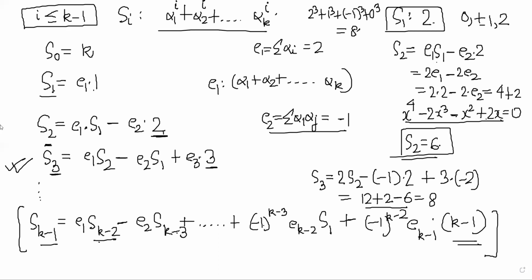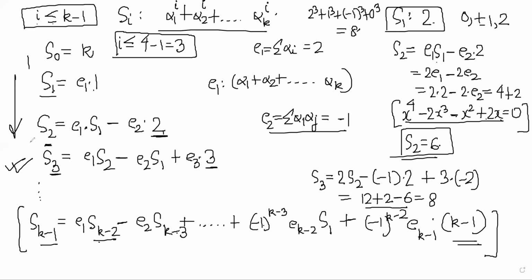Now, till where will we follow this sequence of formulas? We'll follow it till S4, right? No, we'll follow it till S3 only, because our equation was 4th degree, so i is less than equal to k minus 1. So i is less than equal to 4 minus 1 is equal to 3. Till 3, our recursion is valid. So till S3, we have checked also all the answers.